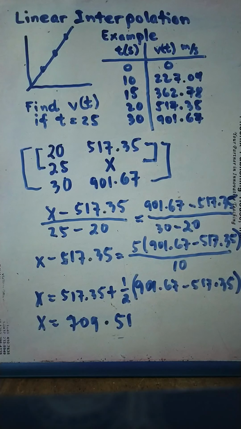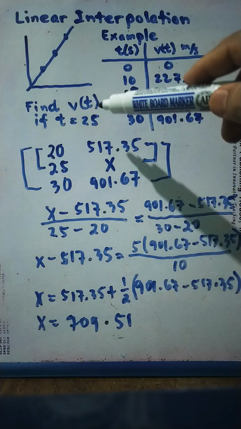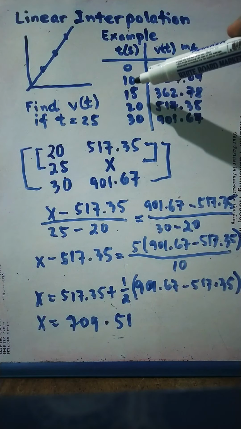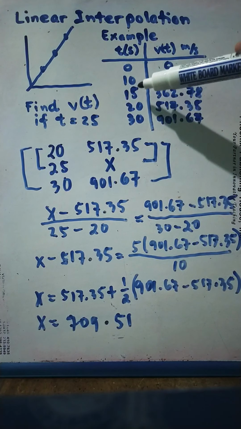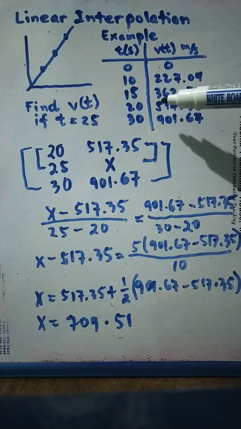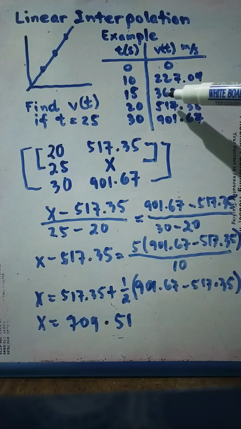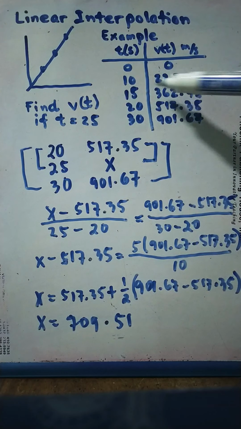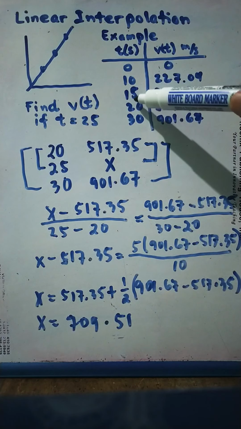Now what if we are going to find the velocity if t is, let's say, 11? If 11, then we will pick up 10 and 15. On the other side, if the given is the velocity, let's say around 400 something, like 425.38, for example, we will pick up this one, and then this time time will be our x.